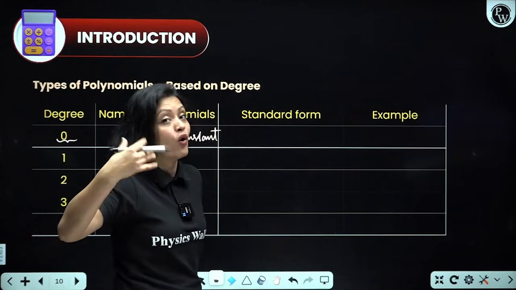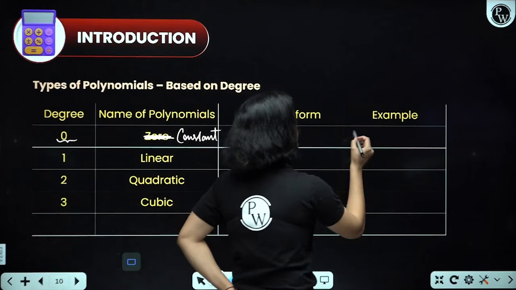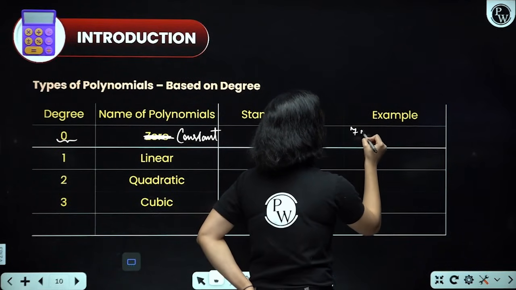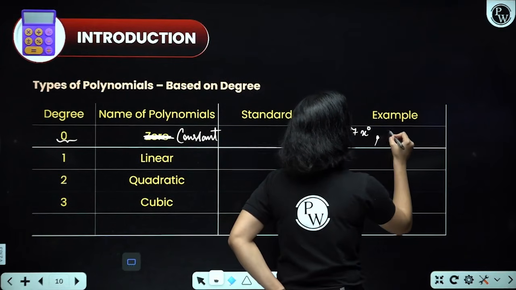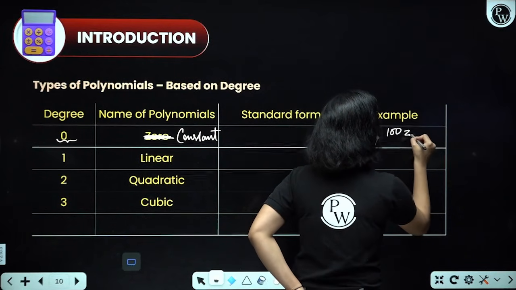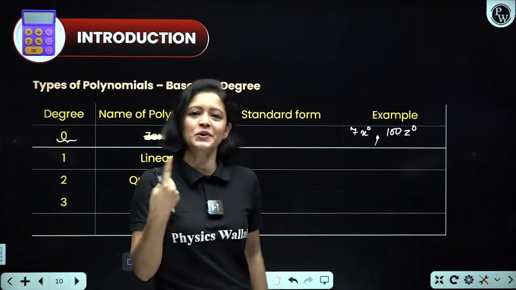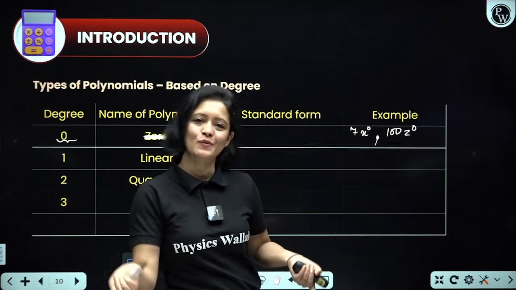And I think you can already tell why. For example, if I write 7, 7 can be written as 7x raised to power 0. Or if I write 100, 100 can be written as 100 into z raised to power 0, because anything raised to power 0 is 1. So 100 into 1 is 100, right?